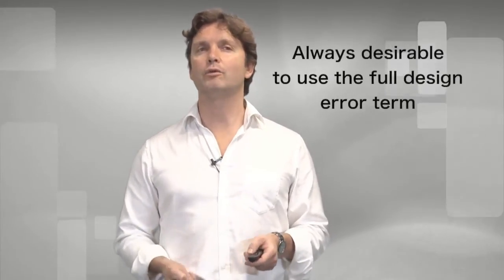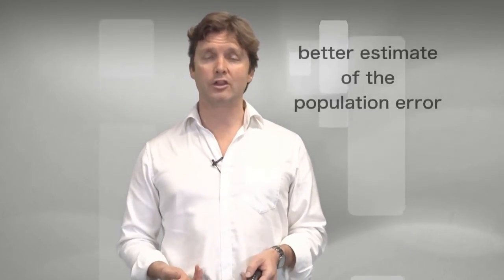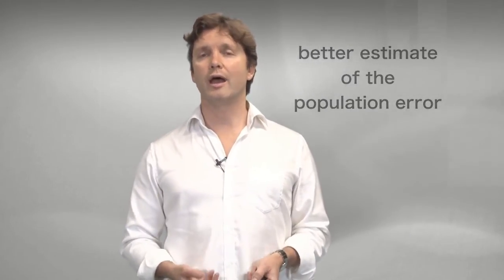So in order to continue to use the error term in the full design, the best way to do this is to convert the 6 cells of the design to a one-way ANOVA and to set up coefficients to specify the desired contrasts. By the way, it's always desirable to use the full design error term, as it's a better estimate of the population error, but only of course when you have homogeneity of variance, as we do in this case.